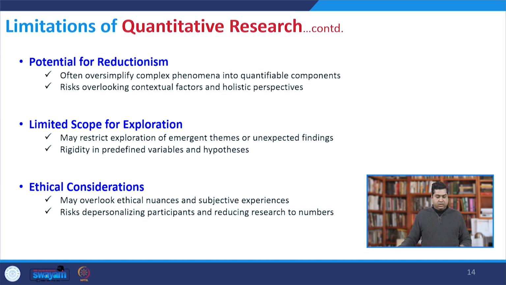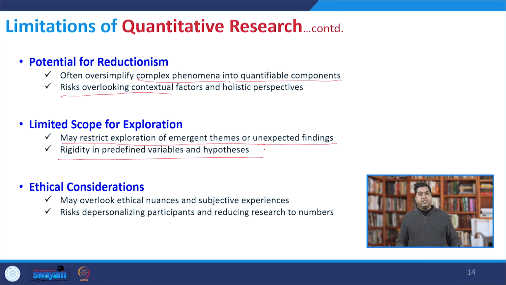Potential for reductionism. It often oversimplifies complex phenomena into quantifiable components, which may not be the right case. Risk of overlooking contextual factors and holistic perspective. Limited scope for exploration. It may restrict exploration of emergent themes or unexpected findings, because there are certain hypotheses, some sort of predetermined aspect that we try to test. Rigidity in predefined variables and hypotheses.